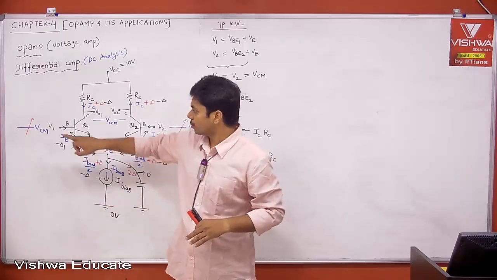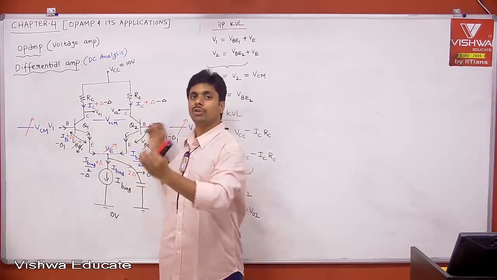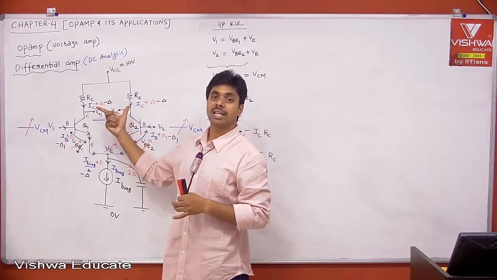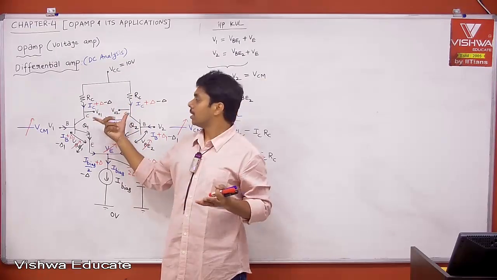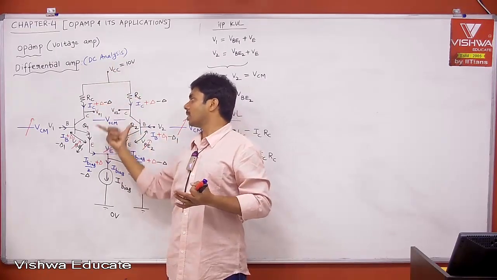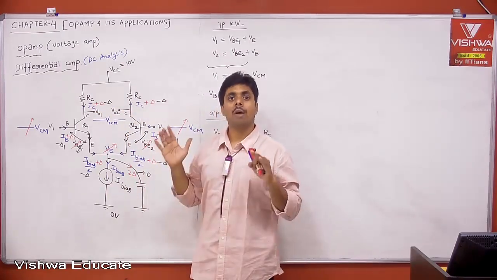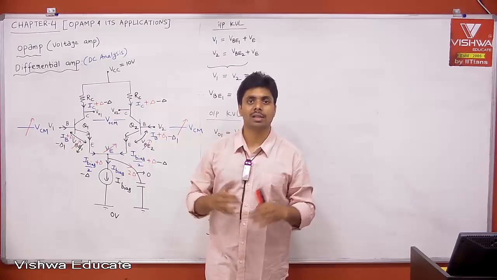Not only due to input common mode voltage, not only due to input noise signal, but also due to the noise which is there in IC. Noise means the temperature effect. If both ICs are increasing or both ICs are decreasing at the same time due to temperature, that also will be rejected. The common mode action will be rejected. That is what we need.